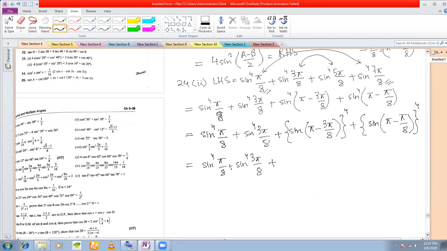It is in the second quadrant, in which sine is positive. What you also do here is you write pi as an even multiple of pi by 2. 2 into pi by 2, even multiple.